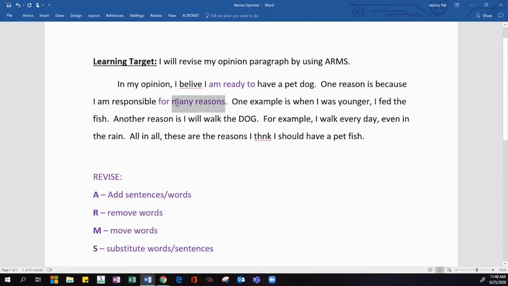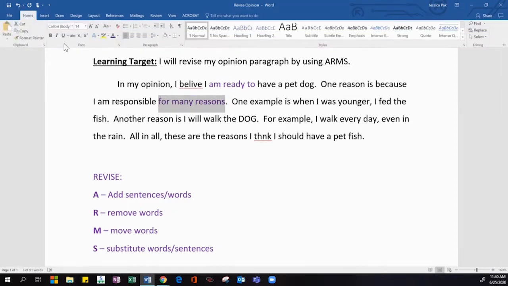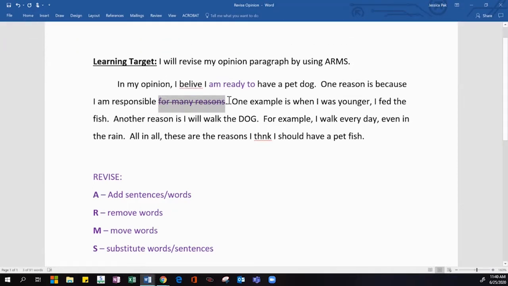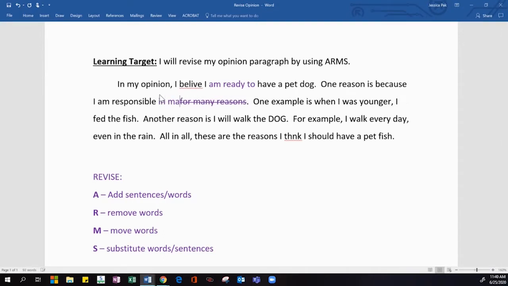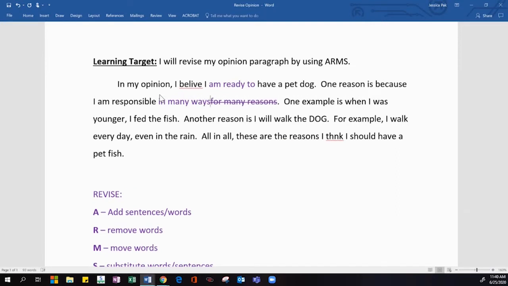So I'm actually going to just revise what I just did. If you had this on paper, you can cross that off or erase it. I am responsible. I'm going to write in many ways instead of for many reasons. So I'm going to reread that to myself. One reason is because I am responsible in many ways. Now, that's much better than reasons, reasons. Now I need to make sure that I have those examples down. So I know for sure I'm going to have to add more to this.